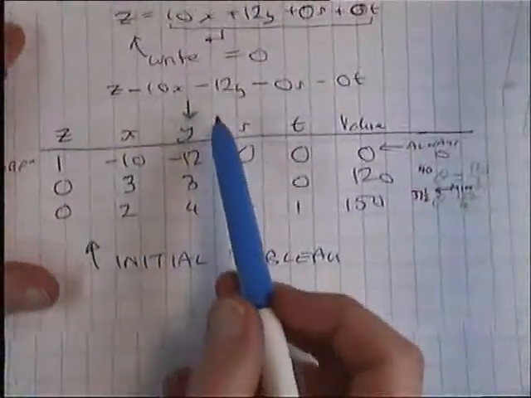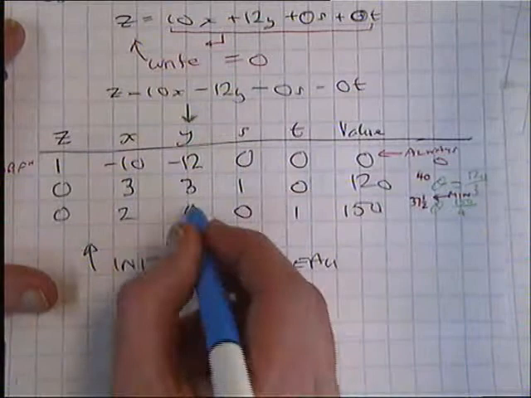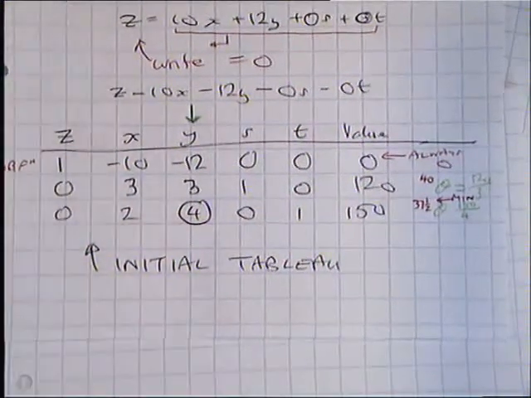So, going back to our tableau, we had already identified here a pivotal column, we've identified here a pivotal row, so we circle that value, and that 4 is our pivot.